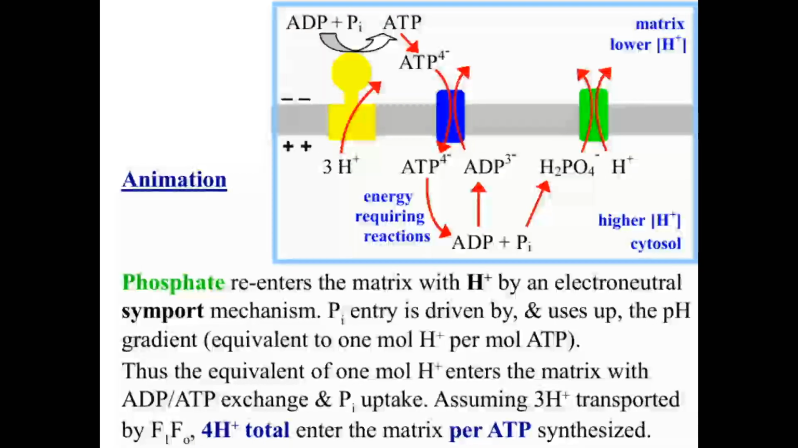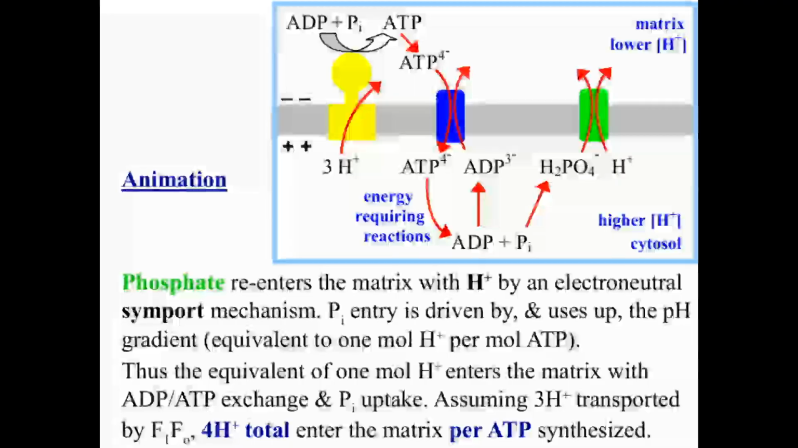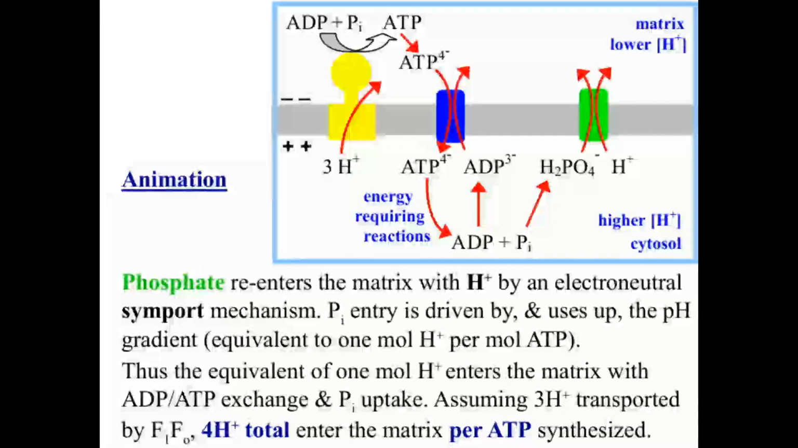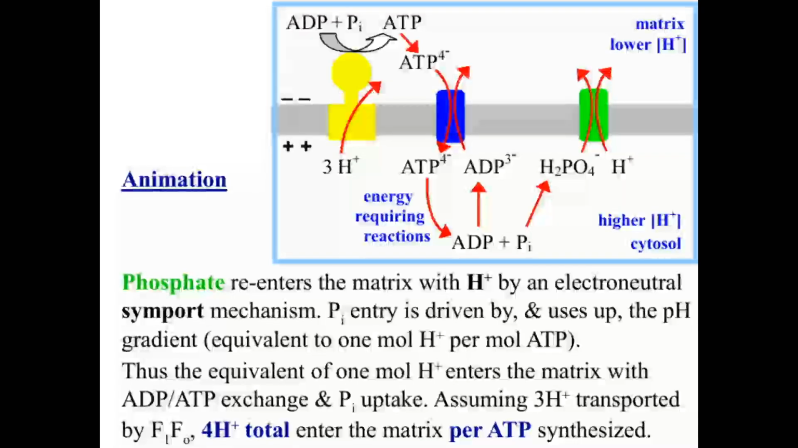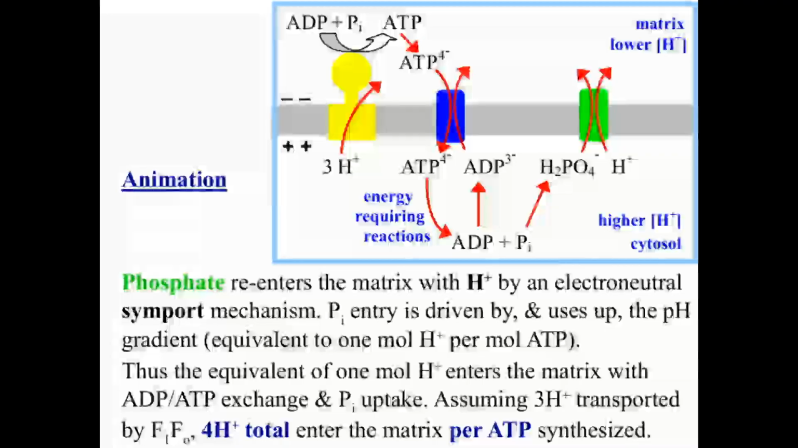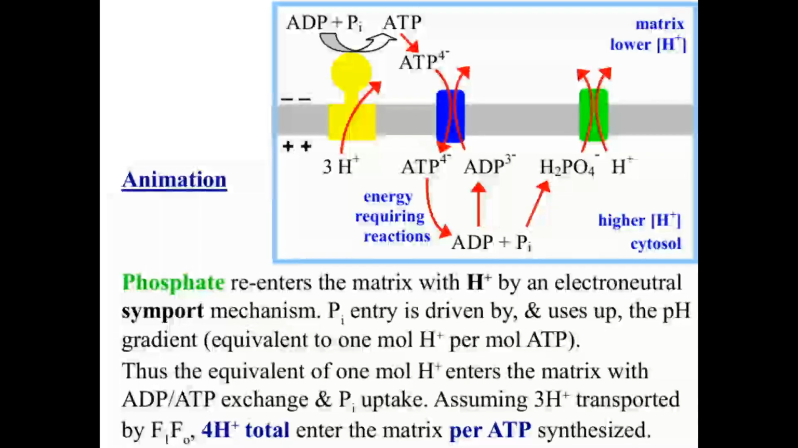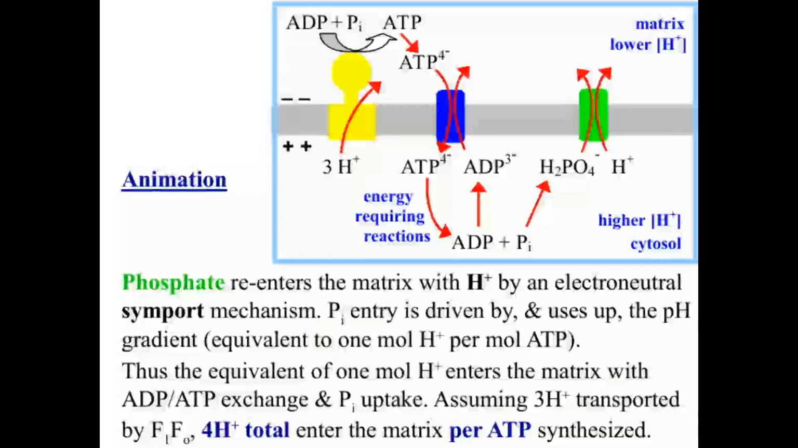The entry of Pi is actually driven by, and uses up, the existing pH gradient across the inner mitochondrial membrane. To put it simply, for each ATP molecule produced, about 1 mol of H+ is effectively used up to bring Pi into the matrix. So, when ADP enters the matrix and ATP is synthesized, roughly 1 mol of H+ is also entering alongside Pi. If we assume that the F1-FO ATP synthase transports about 3 H+ ions per ATP, then in total, around 4 H+ ions enter the matrix for each ATP generated, 3 for the synthesis process itself, and 1 used for Pi uptake.